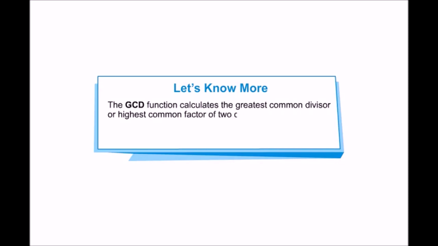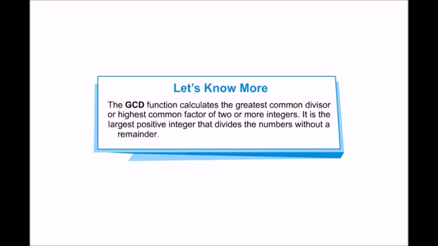Students, let's know more. The GCD function calculates the greatest common divisor or highest common factor of two or more integers. It is the largest positive integer that divides the numbers without a remainder. For example, GCD of 25, 30 and 35 is 5.